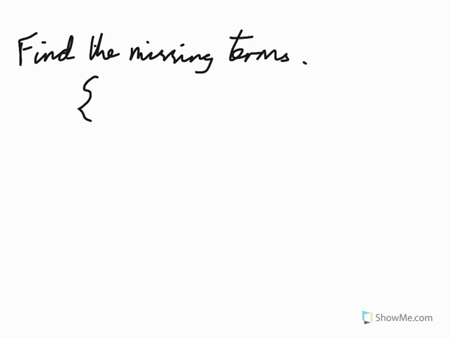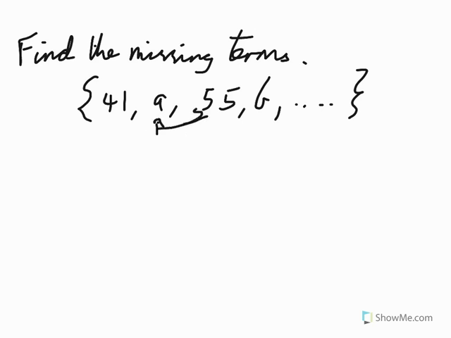Okay, so for example, we've got 41, A, 55, B, and so on. So we need to find A and B, obviously. And A, of course, is the term in the middle of those two. So A is just going to be the arithmetic mean of 41 and 55.